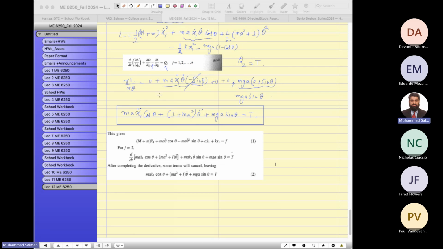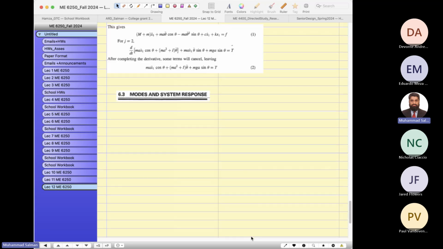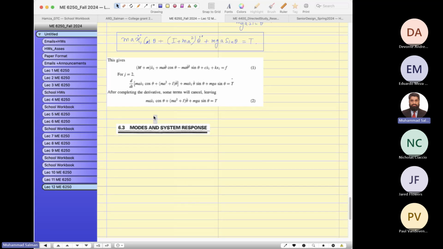Section number 6.3. These sections are lengthy, but when you go home, you can revise. I'm going to upload this lecture on YouTube for your help, or even it is there on the Microsoft Teams. You can check what we are learning. So let's see over here. This is the 2 degrees of freedom.